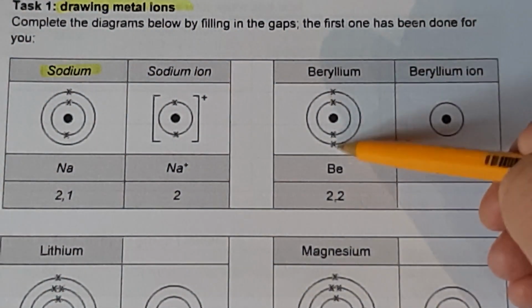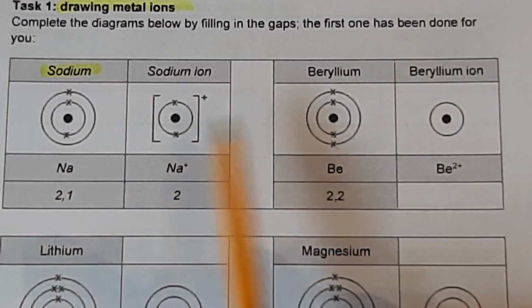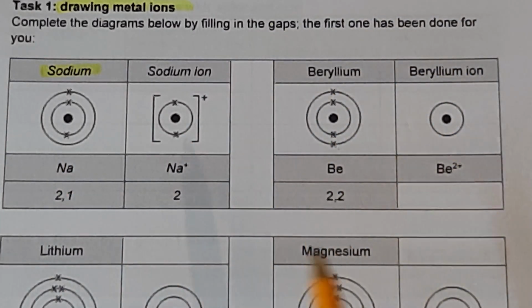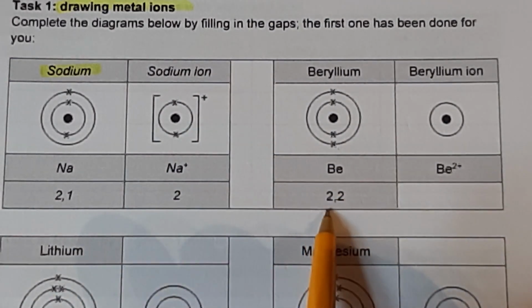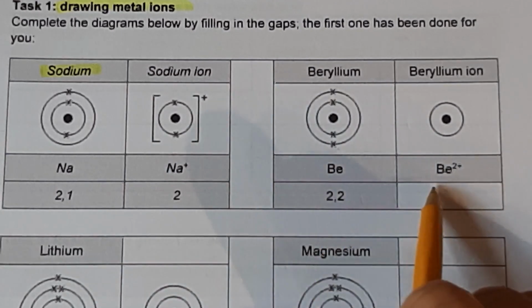So beryllium has 2 electrons in its outer shell. It's the next element along in the periodic table. It's a group 2 element. Its symbol is capital B, lowercase e, and it has 2 electrons in its inner shell and 2 electrons in its outer shell. Now here is a beryllium ion.